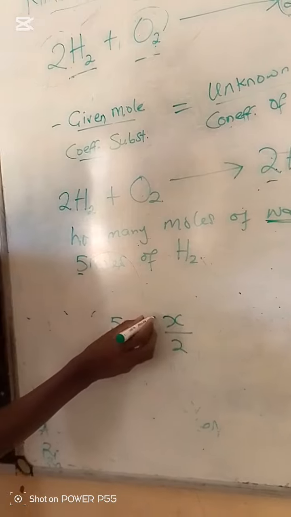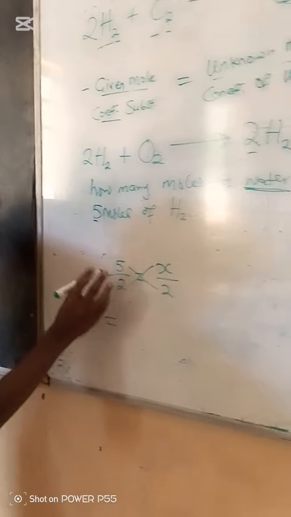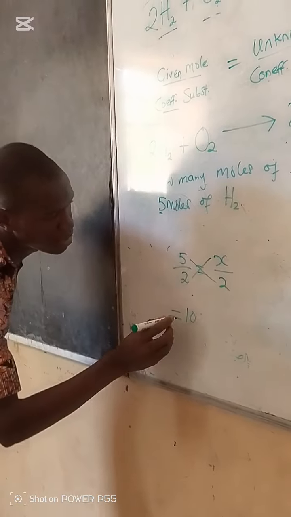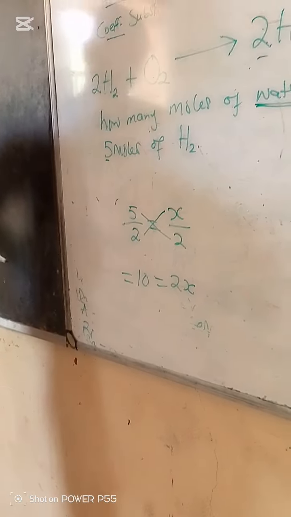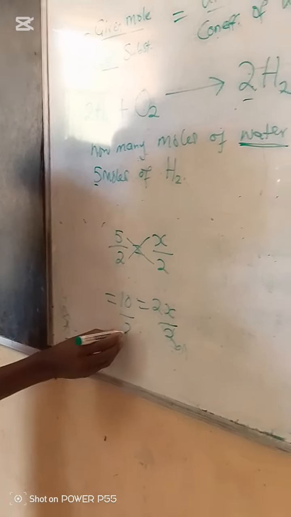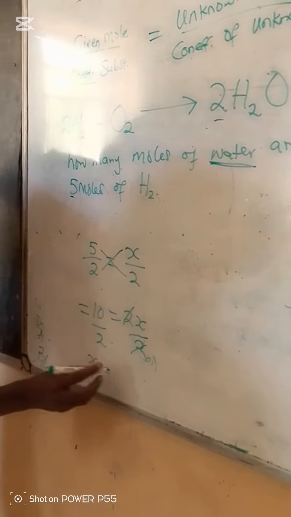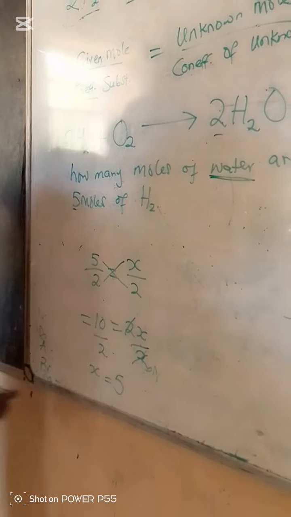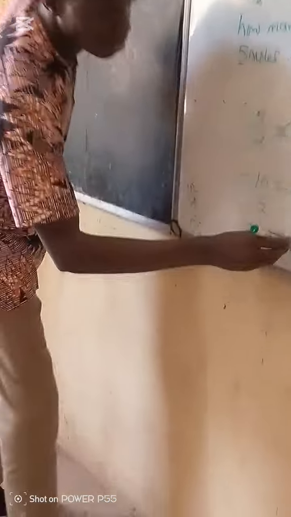From here you can cross multiply. So we will have 5 times 2 is 10 is equal to 2x. Good. So how do we find our x? Divide both sides by 2. 2 will go with 2. Therefore, x is equal to 5. 5 what? 5 moles. Is this clear?